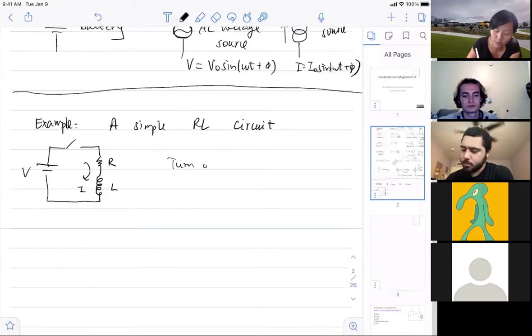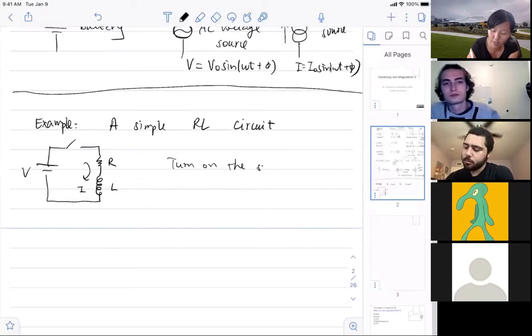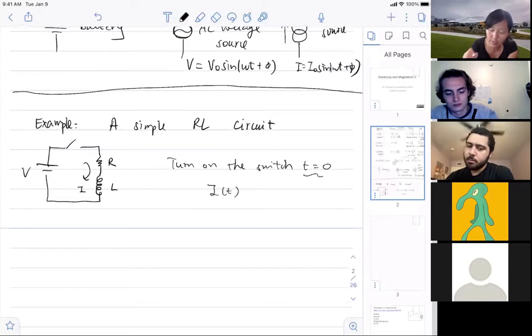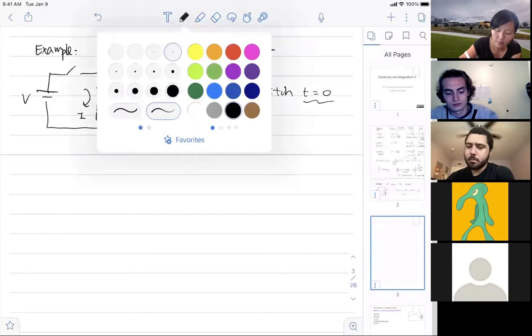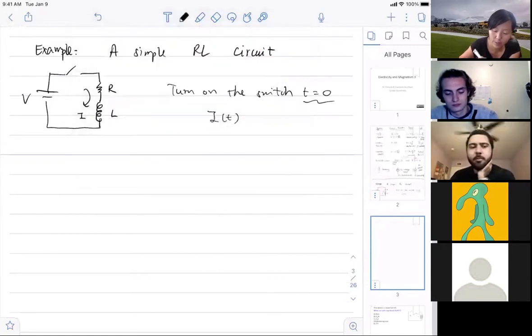So we turn on the switch. We want to be able to find the function of current with respect to time after you turn on the switch at t equals 0. If we follow that voltage rule, the sum of delta V around the closed loop is 0. Which loop that is, is totally up to our choice.